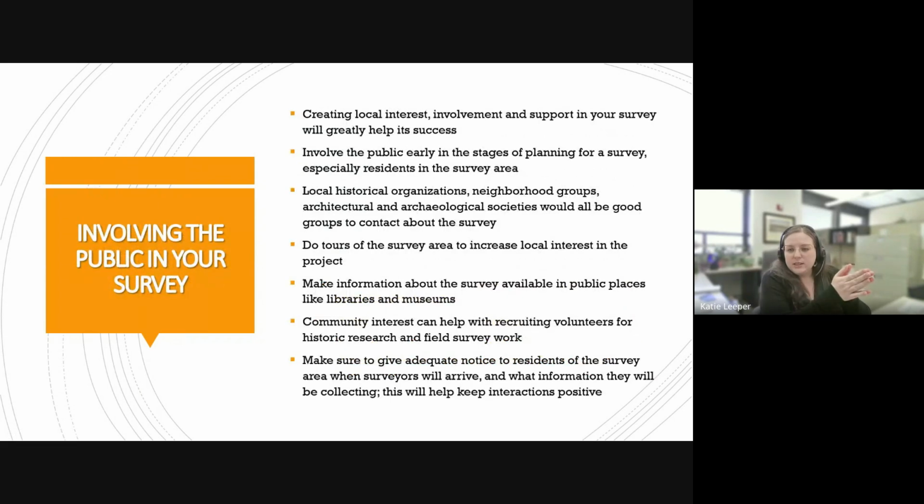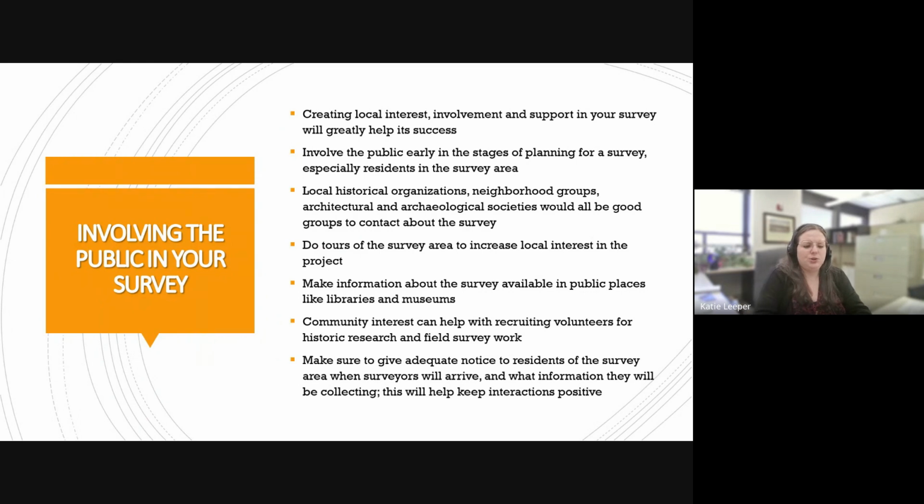The next aspect, and they kind of got into it when talking about involving neighborhoods, is how to involve the public in your survey work. It will always be more successful if you get local interest and involvement and support, not only just because of the people involved, but it can kind of become a rallying point. And if there's any sort of pushback from, say, local government officials, the people will be the ones to speak out and say, no, this is something that they want.